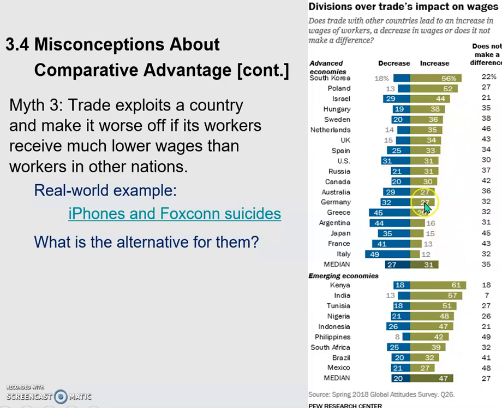What's interesting is, when you look at this top group of advanced economies, you find there are multiple countries where even the advanced developed countries find that trade actually hurts their wage growth, including Germany, Greece, Argentina, Japan, France, Italy. And the median number is much closer compared to that among the emerging economies. Here, among the advanced economies, it's 31 versus 27, so only 4 percentage points higher among respondents saying that trade actually increases the wage in their country.